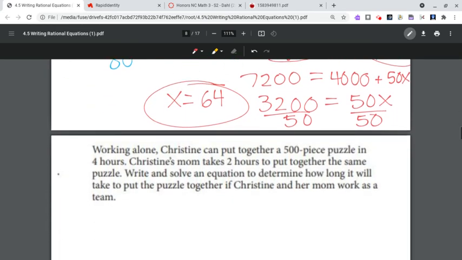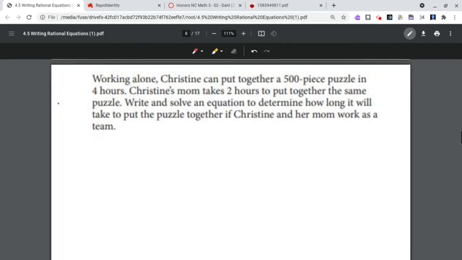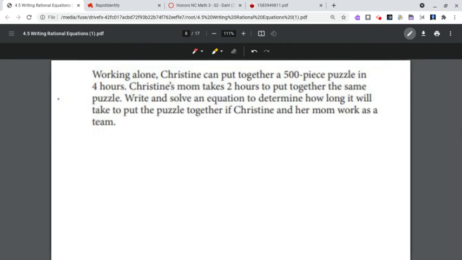Okay, all right, we're going to move to some work rate problems. First question says, working alone, Christine can put together a 500-piece puzzle in 4 hours. Christine's mom takes 2 hours to put together the same puzzle. Write and solve an equation to determine how long it will take to put the puzzle together if Christine and her mom work as a team.